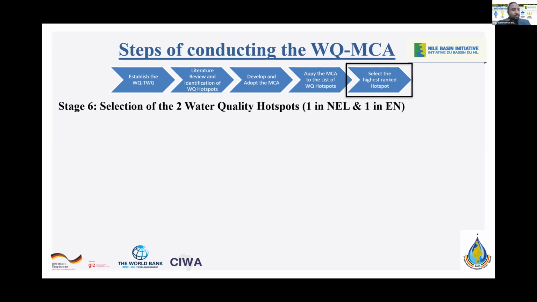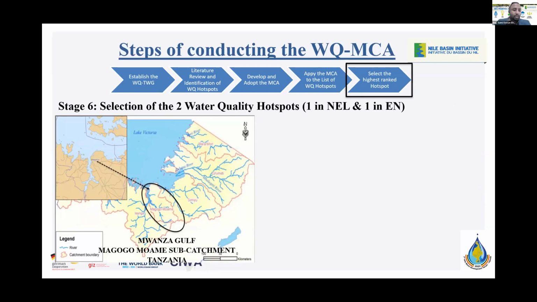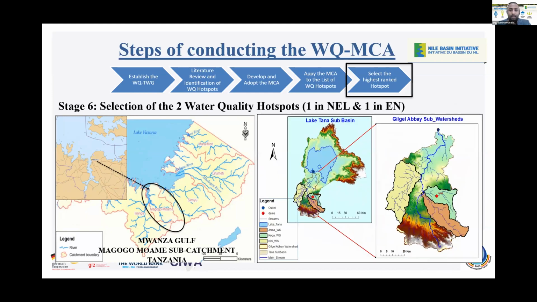So stage 6, as I just mentioned, is selection. The Mwanza Gulf represents the highest prioritized hotspot in the Nile region, and the Jiljilabai subcatchment represents the highest water quality hotspot in the Eastern Nile region.